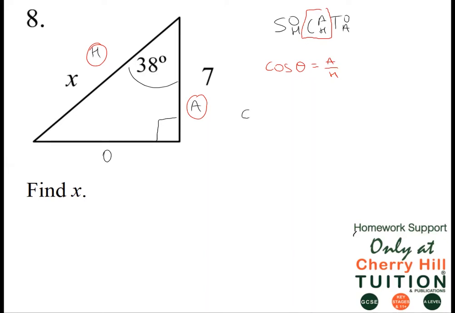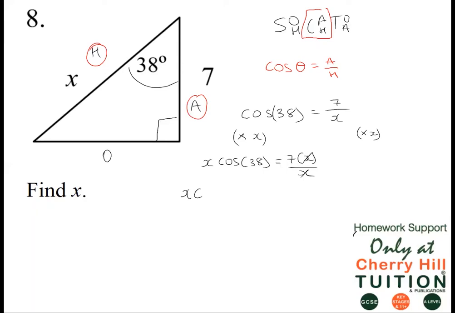So let's plug our values in. Theta is 38. This is equal to adjacent, which is 7, over the hypotenuse, which is x. Now what we need to do is get x on its own, so we can multiply both sides by x in order to have x as a numerator, leaving us with x cos of 38, which is equal to 7 multiplied by x over x. The x's cancel out on the left-hand side, leaving us with x cos of 38 is equal to 7.